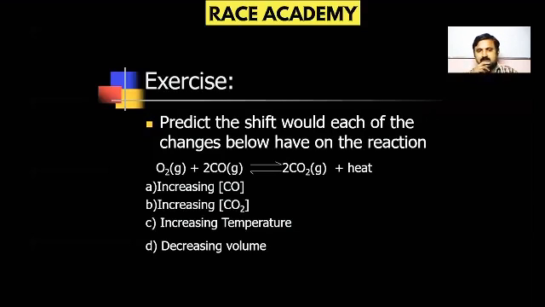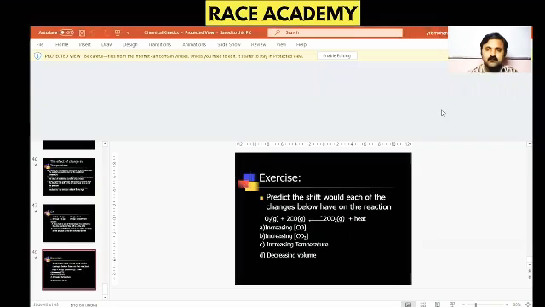Increasing the concentration of CO, what will happen? The reaction shifts towards the right side. Increasing the concentration of CO2, the reaction shifts towards the left side. Increasing the temperature, the reaction proceeds in the backward direction. Decreasing the volume, what will happen? Pressure increases, so the reaction moves towards the lower number of molecules, meaning towards the right side. This is the thing we observed in this part.